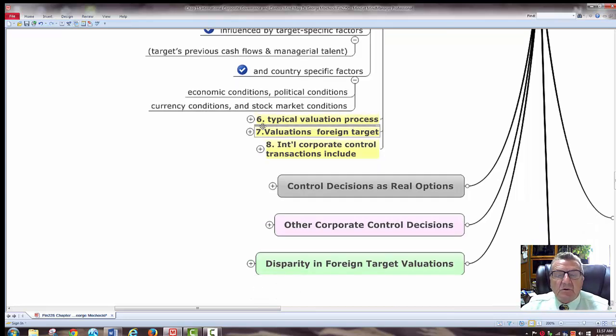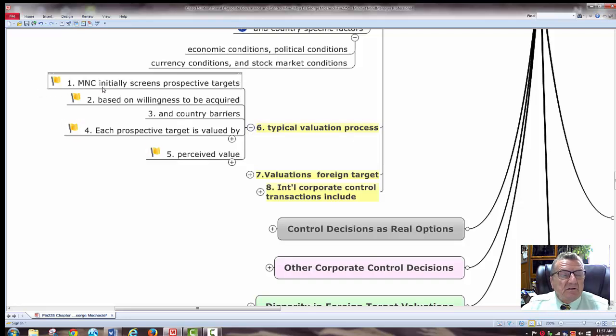Okay, now the typical valuation process. MNC initially screens prospective targets, what I want to purchase, based on a willingness to be acquired. I'd rather have it be friendly, I don't want it to be hostile, because the target is likely to be damaged by the time I buy something or finally get possession of it.